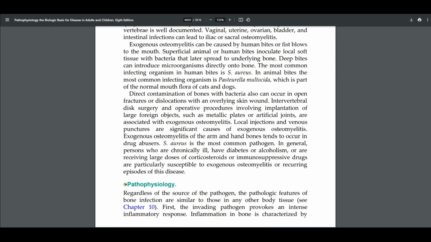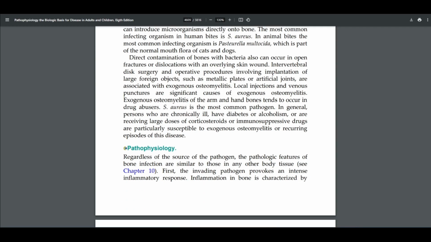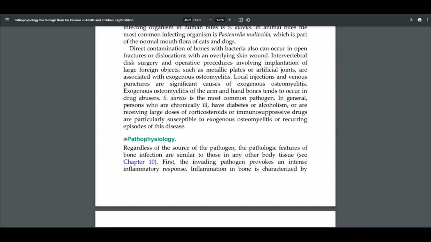Superficial animal or human bites inoculate local soft tissue with bacteria that later spread to underlying bone. Deep bites can introduce microorganisms directly onto bone. The most common infecting organism in human bites is S. aureus. In animal bites, the most common infecting organism is Pasteurella multocida, which is part of the normal mouth flora of cats and dogs. Direct contamination of bones with bacteria also can occur in open fractures or dislocations with an overlying skin wound.